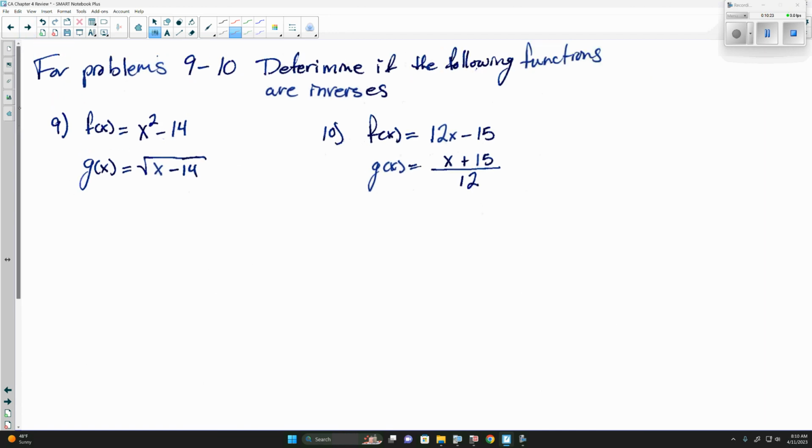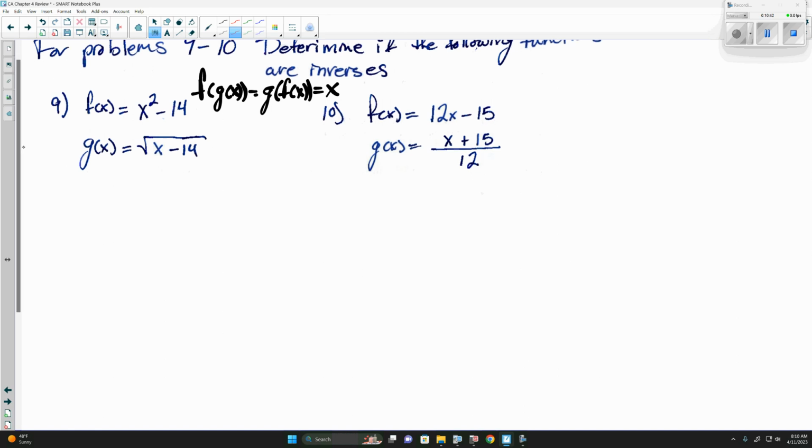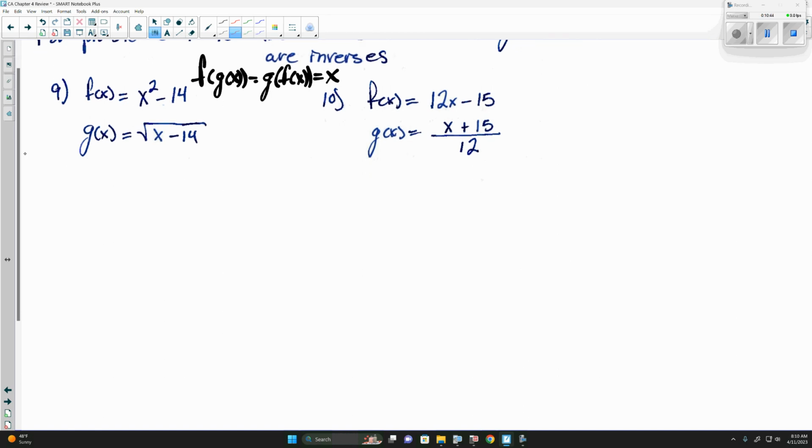9 and 10, determine if the following functions are inverses. For this one here, we do our f of g of x. It's equal to g of f of x is equal to x. Both of these need to equal the same thing, and specifically they need to equal x. If they come out to anything other than just x, they are not inverses.